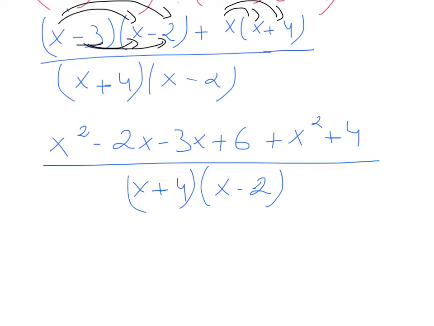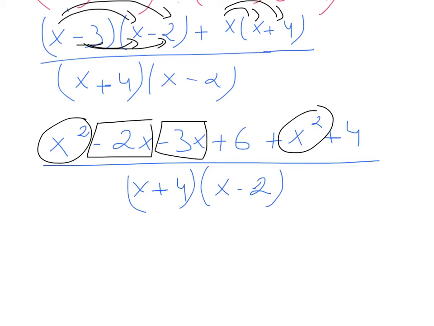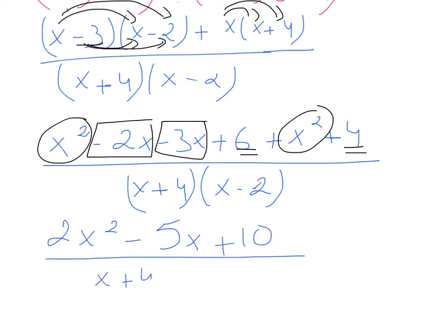Well, here we can just add like variables. We got x squared with x squared, right? And we got negative 2x with negative 3x. And then we add the number with the number, 6 with 4. Now, as we know, x squared plus x squared is going to be 2x squared. Minus 2x minus 3x is going to be negative 5x. And 6 plus 4 would be 10 over x plus 4 times x minus 2, right?